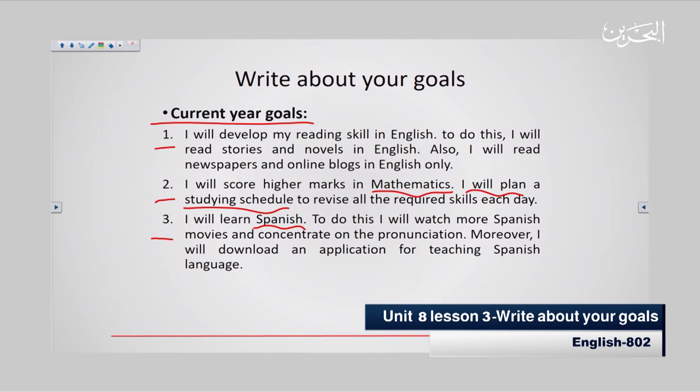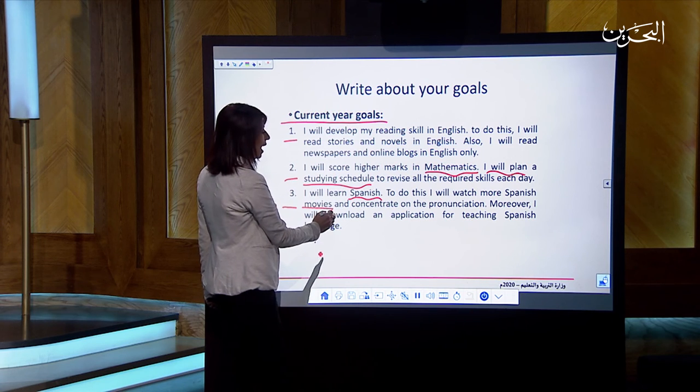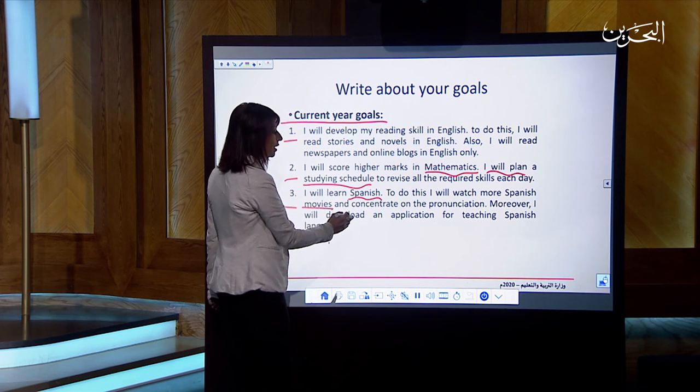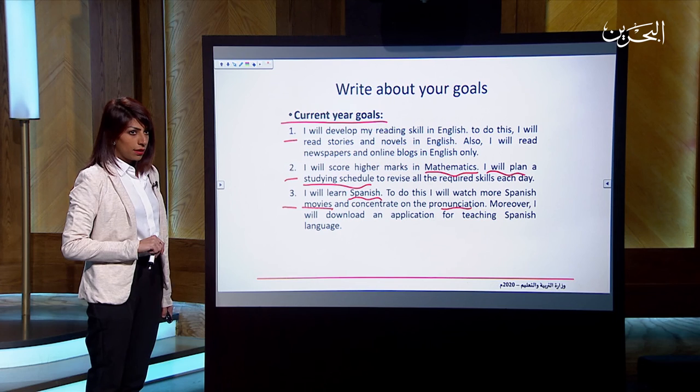Now, how am I going to learn Spanish? To do this, I have to write a procedure. Let's see. To do this, I will watch more Spanish movies and concentrate on the pronunciation. Moreover, I will download an application for teaching Spanish language. So, I have mentioned two procedures on how I will learn Spanish language. I hope it's clear. You can write down any note.